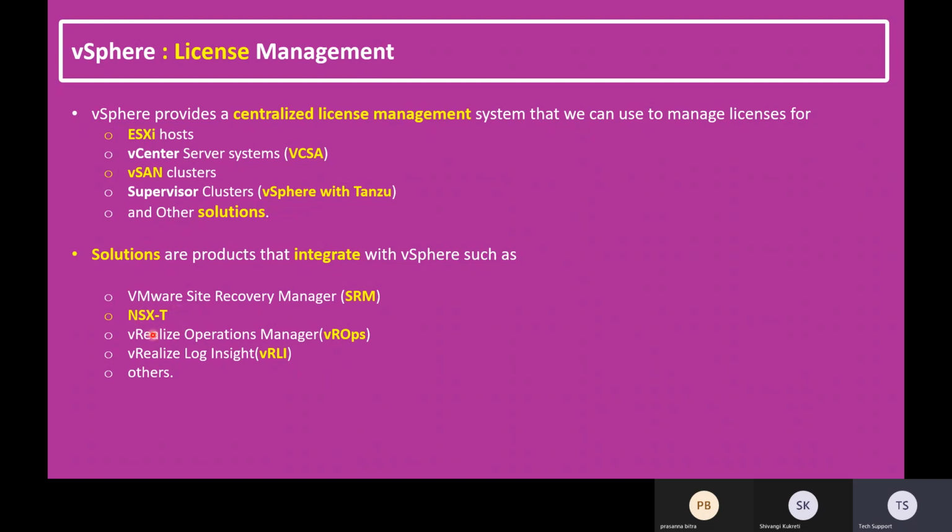Okay, and there are some additional VMware solutions, which include vRealize Operations Manager. In short form, we call it vROps. vROps is an operations manager. This is mainly for monitoring, dashboarding, reporting, and capacity management.